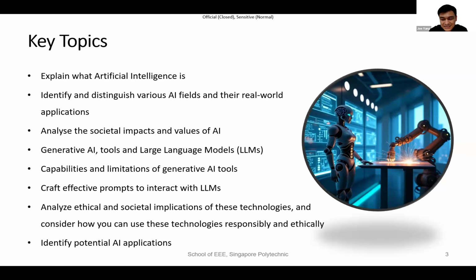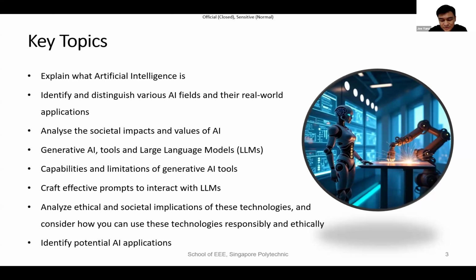This slide shows the key topics that I'm going to cover. I'll start off with a short briefing on artificial intelligence, and give you some ideas on AI fields, real world AI applications, and analyzing the social impacts of AI. Next, I will jump to Gen AI. When we talk about Gen AI, you roughly know what is happening, for example ChatGPT, DALL-E for image generation, Sora for video generation. Some of you might have heard about these terms, so don't worry if you're not sure. I'll cover all this later on.